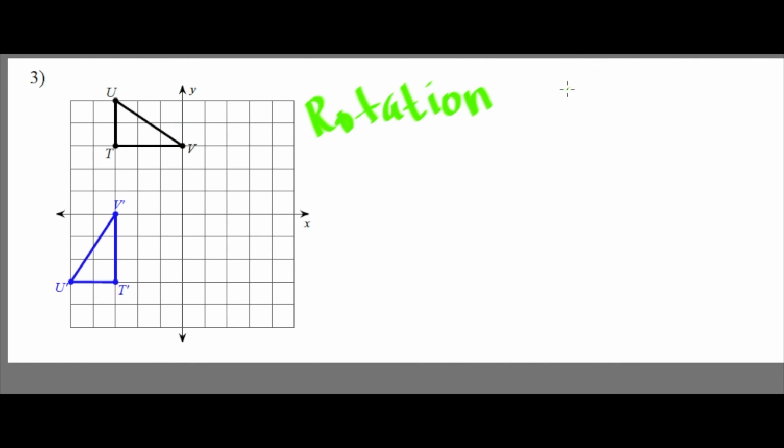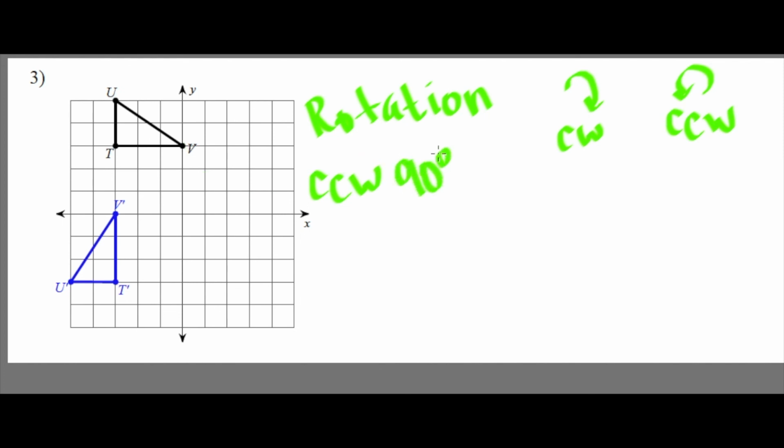I know that clockwise means it's turning in the same direction the clock works. Counterclockwise is in the opposite direction that the clock works. If this original triangle is rotating clockwise, it would be moving towards the right. But since the new image is on the left, this is counterclockwise. And it's a 90-degree turn.